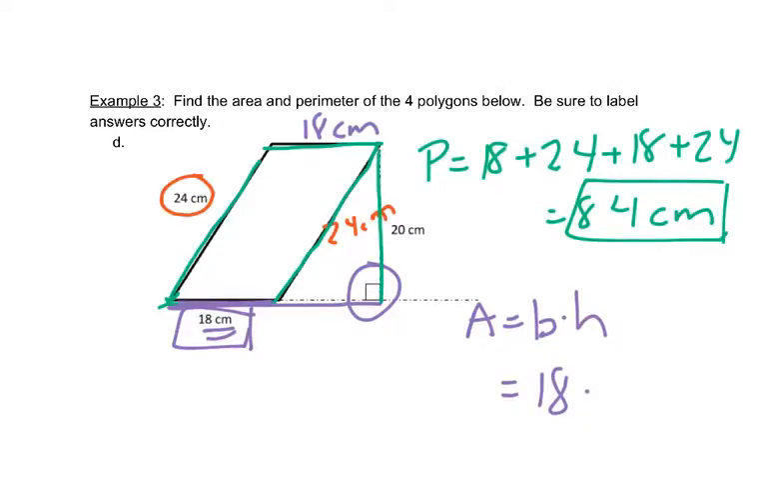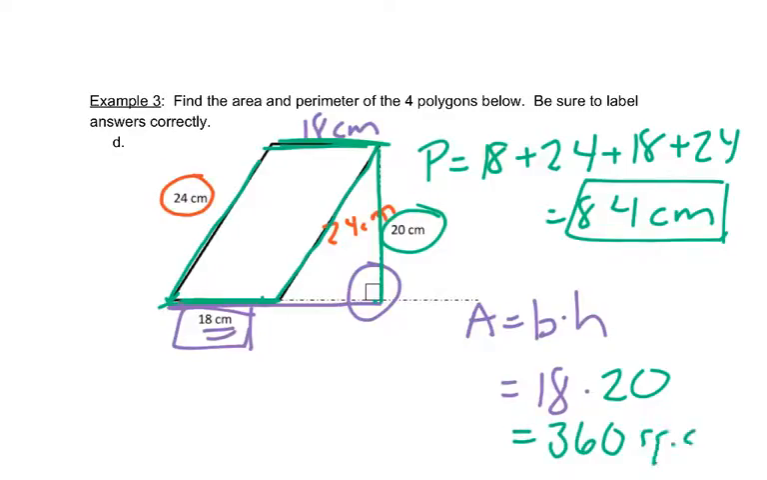And if we follow this side up, we get the height of our parallelogram. It's the distance from this side and its opposite, the parallel side. So it's 20 centimeters for our height. So 18 times 20 gives us 360 square centimeters.